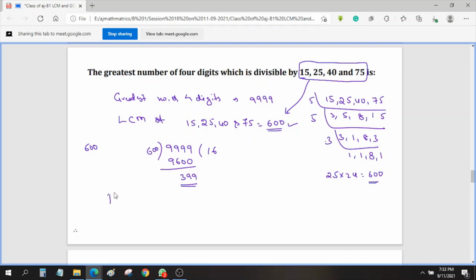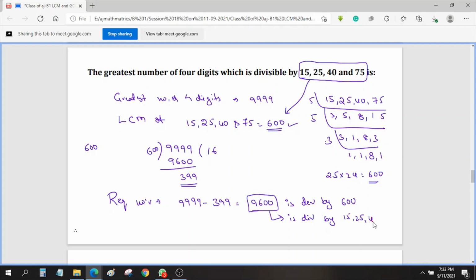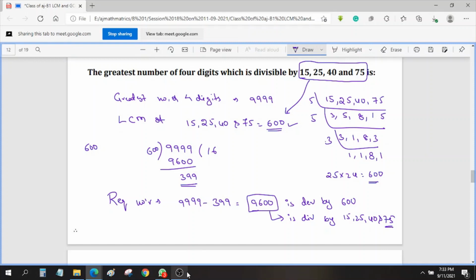If we subtract 399 from 9999, the number is divisible by 600. So our required number is what? 9999 minus 399, which is equal to 9600. So this 9600 is divisible by 600, which means it is divisible by what? 15, 25, 40 and 75. Okay, so this is how we need to solve the question.